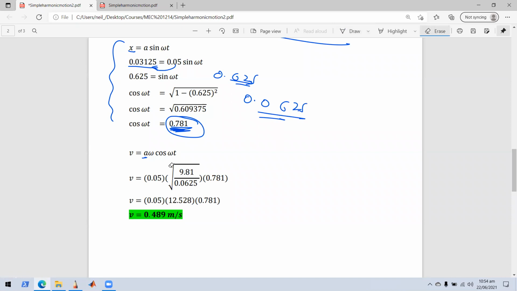No, sir, the x I was talking about. In this first instance, this 3.125, there is no x in this formula: v equals a omega cosine omega t.